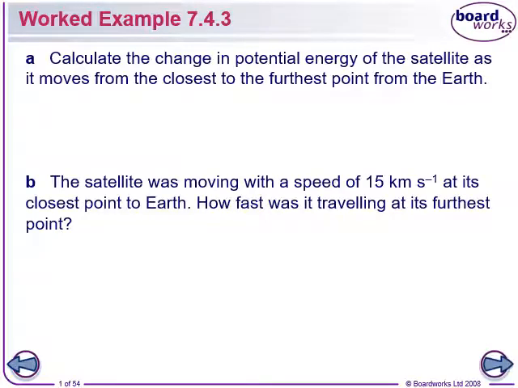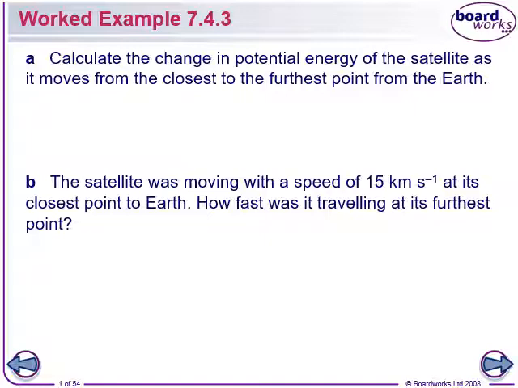A wayward satellite of mass 1,500 kilograms has developed a highly elliptical orbit around the Earth. At its closest approach, its perigee, it is just 500 kilometers above the Earth's surface. Its furthest point, the apogee, is 3,000 kilometers from the Earth's surface. The Earth has a mass of 6 times 10 to the 24 kilograms and a radius of 6.4 times 10 to the 6 meters. The gravitational field strength of the Earth is shown in the graph.